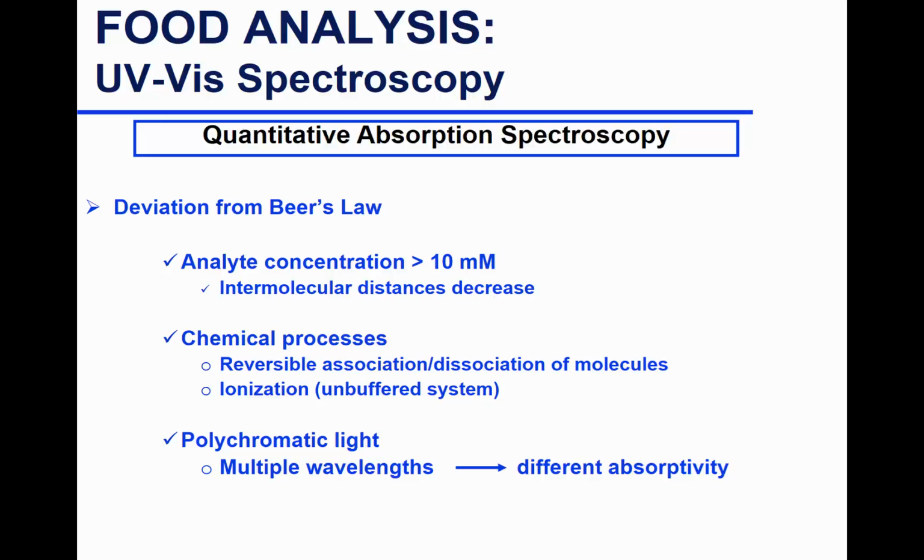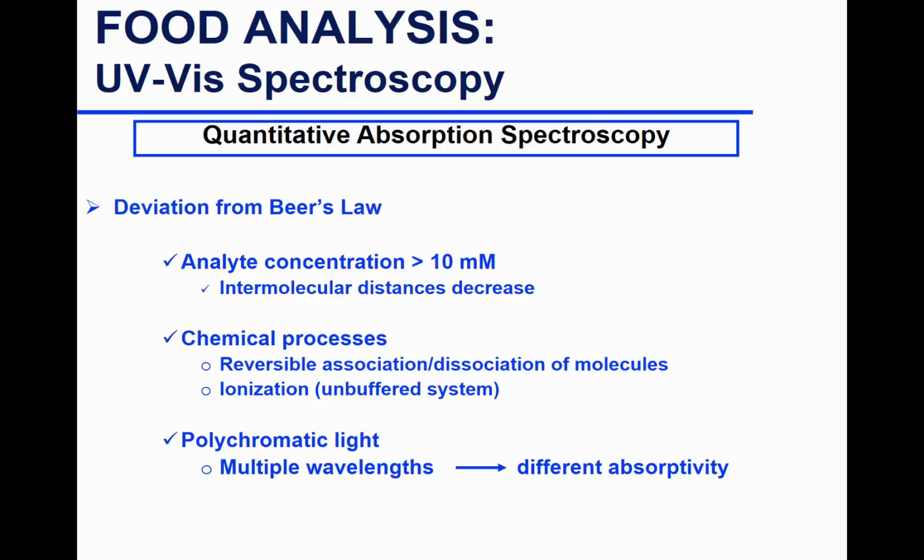We talked about chemical processes. If you have molecules that tend to dissociate, lose a proton or gain a proton, or dissociate in any other form, or ionize, especially if you have an unbuffered system, then that will affect your absorptivity. A molecule versus an ion will have different absorptivity.